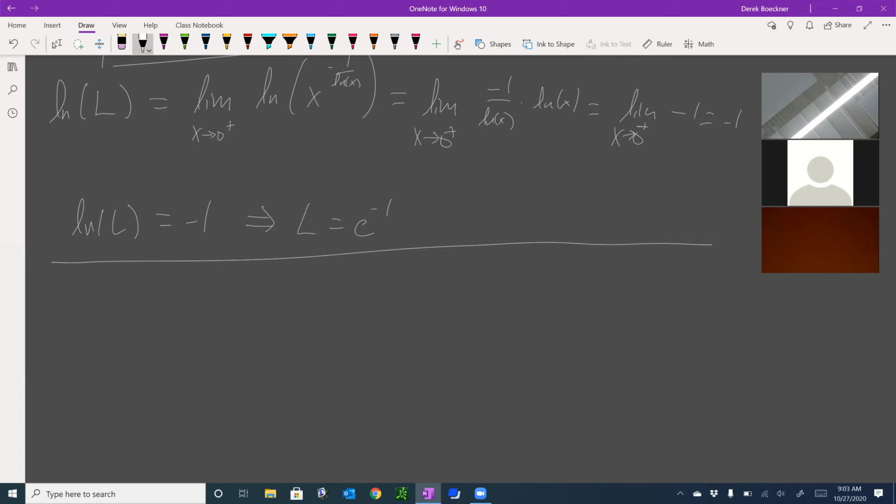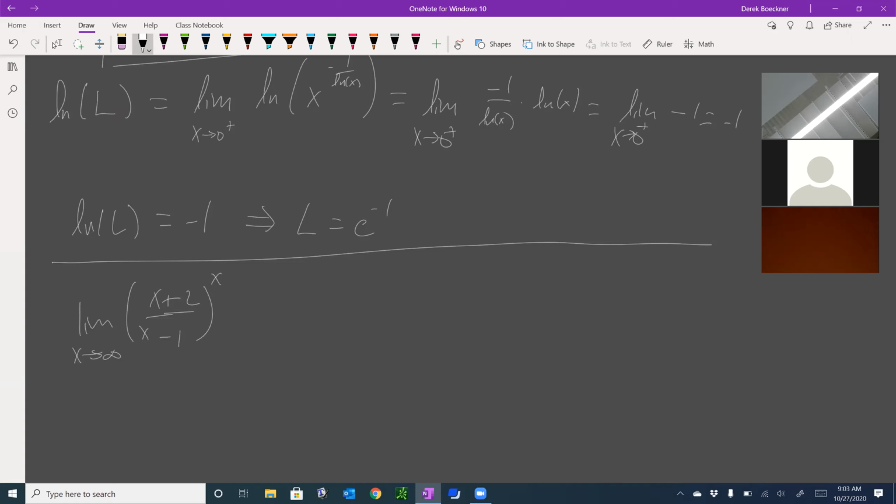That looks like 1 to the infinity. Yeah, we'll try the limit as x goes to infinity of (x plus 2 over x minus 1) to the x.